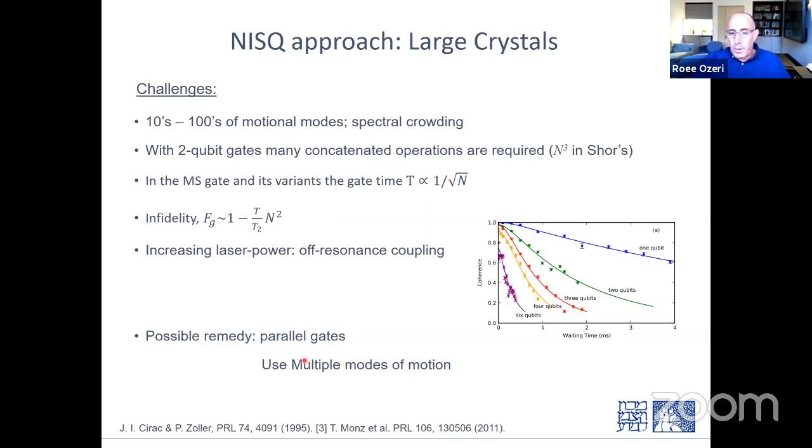And one possible remedy is to use gates that talk to multiple ion qubits in parallel, meaning that we wouldn't need to concatenate these two-qubit gates one after the other. We'll be able to perform them all in a single step. And to do that, use all modes of motion of the ion crystal, all these hundreds of motional modes together, in a way which would constructively interfere. This way we can use strong laser power, shorten the gate time, and not worry about off-resonance coupling because all modes participate anyway. So how would that come about?